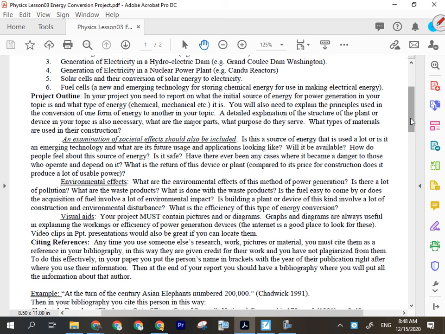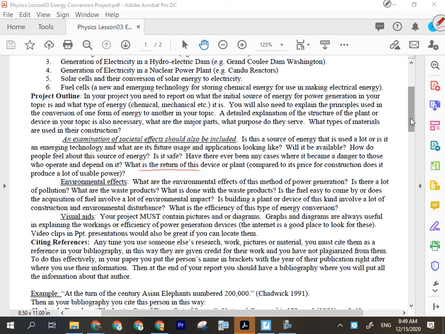What's the return of this device or power plant? Compared to its price for construction, does it produce a lot of usable power? That's what we mean by the return on this device or plant. How long does it last for? Does it produce a lot of electricity while it's useful?